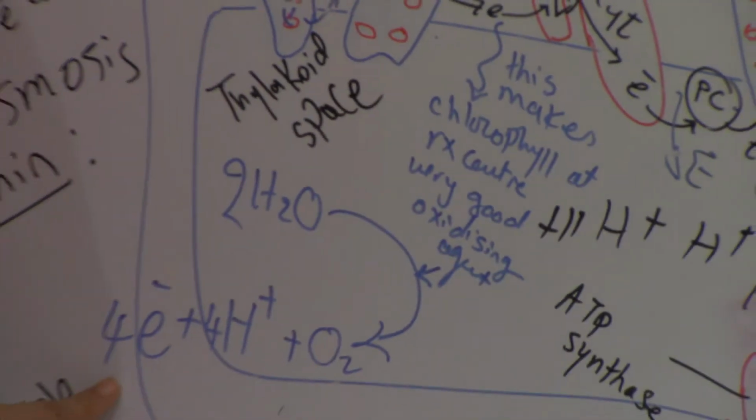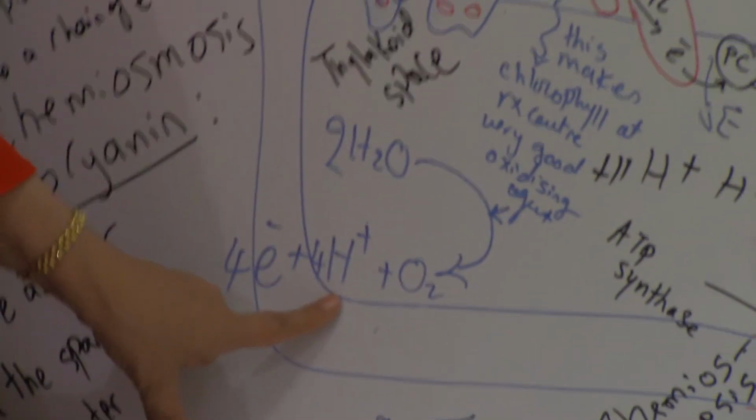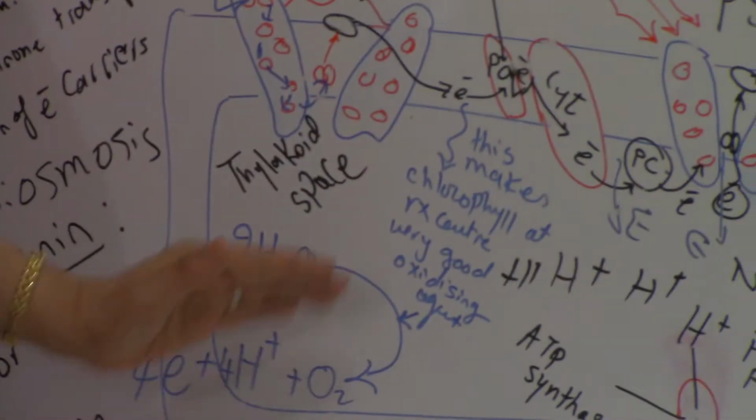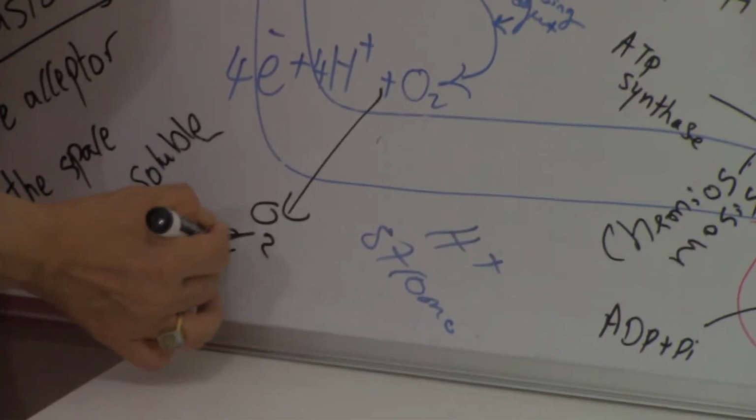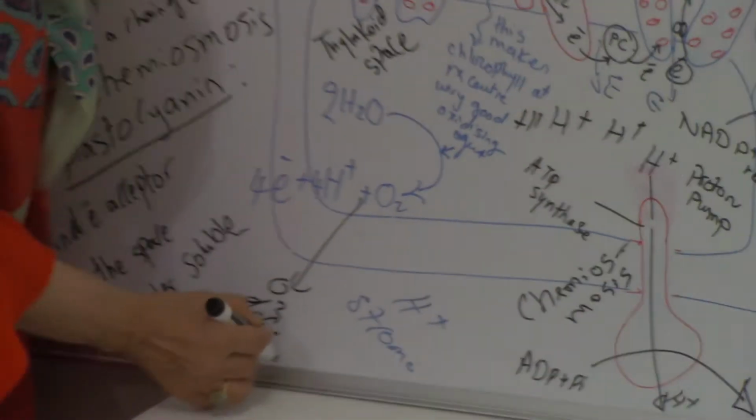The equation is 2H2O releases 4 electrons, 4 protons, and O2. O2 will be given out and can get outside by diffusion as a byproduct of photosynthesis, while the main product of photosynthesis, which is the sugar molecule, has long processes in order to get produced.